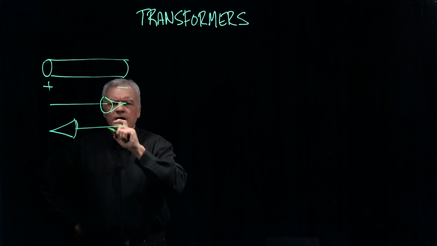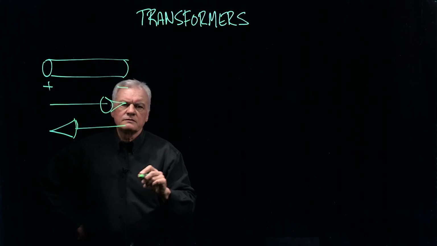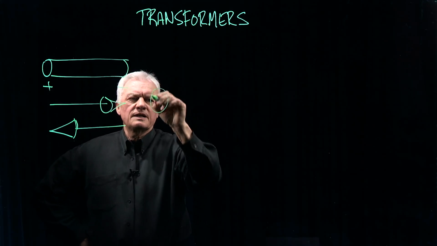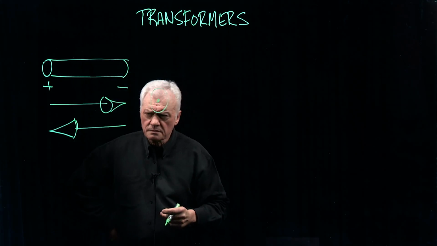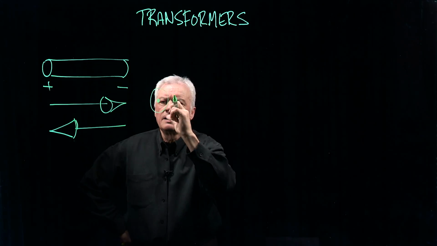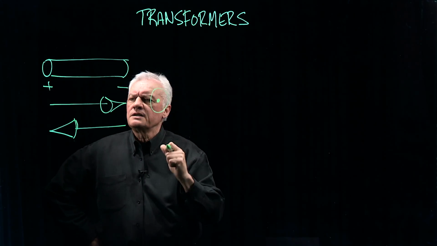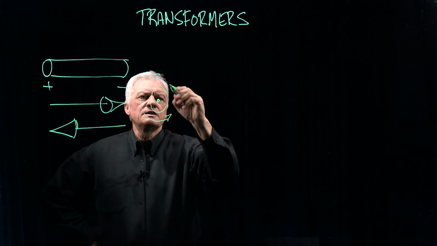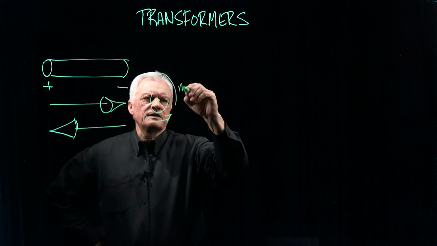Now, if you've got current moving, for example, let's look at the end of this conductor. If we look at that, and here it's coming at you, and we use our right hand, and we put the right hand thumb in the direction of the current. What you'll notice is your fingers will curl in the direction of a magnetic field.